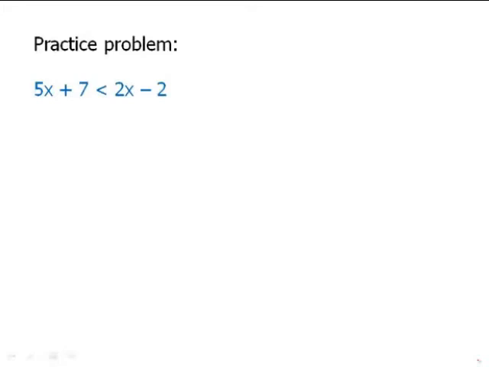So we want to get x by itself, much in the same way as with equations. First, we want to collect all the x's on one side, so I'm going to subtract 2x from both sides. Then I get 5x minus 2x is 3x. Now I'm going to subtract 7 from both sides.